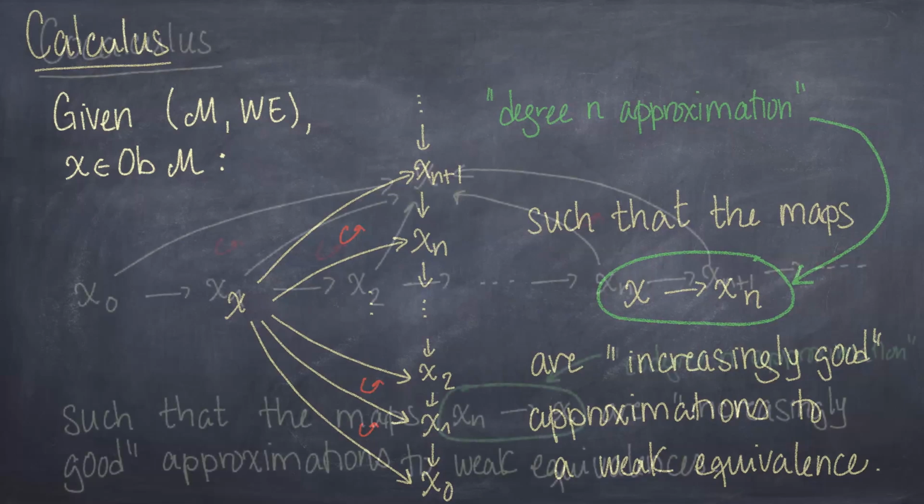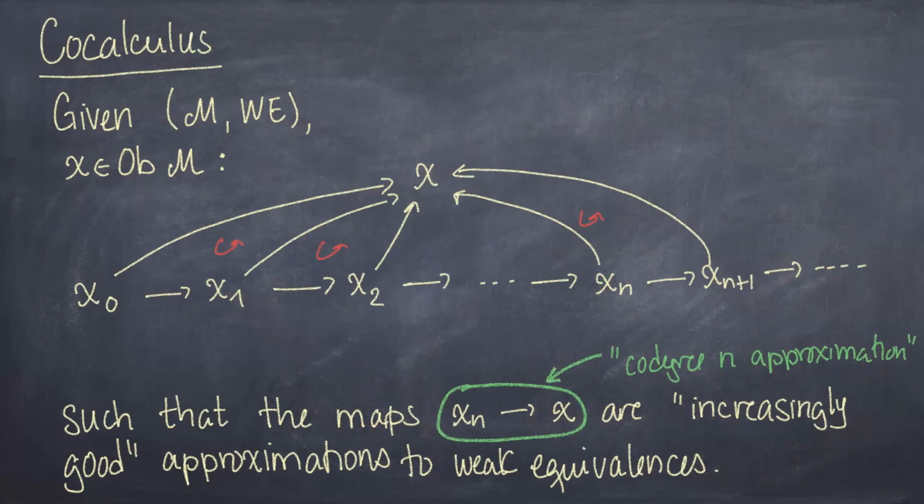Cocalculus will dualize this. So in the dual context, we'll instead have maps going up instead of going down. So we'll go from X0 to X1 to X2 and so on, and then be mapping out of the Xn to the X, and so some sort of co-degree n approximation. And these should also be increasingly good approximations in some sense that depends on the context. It depends on what your category M is, what your weak equivalences actually look like, in what sense it makes sense to talk about being an increasingly good approximation to a weak equivalence.